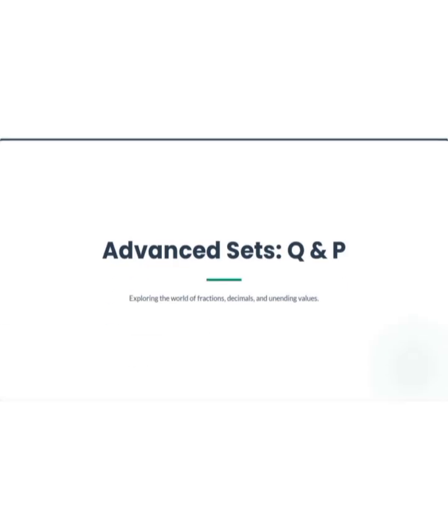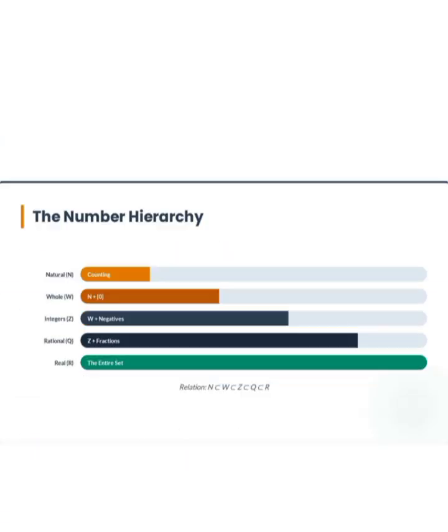Advanced sets Q and P. Here Q refers to the rational numbers. Fractions and decimals would be coming under this. This we are going to discuss today.